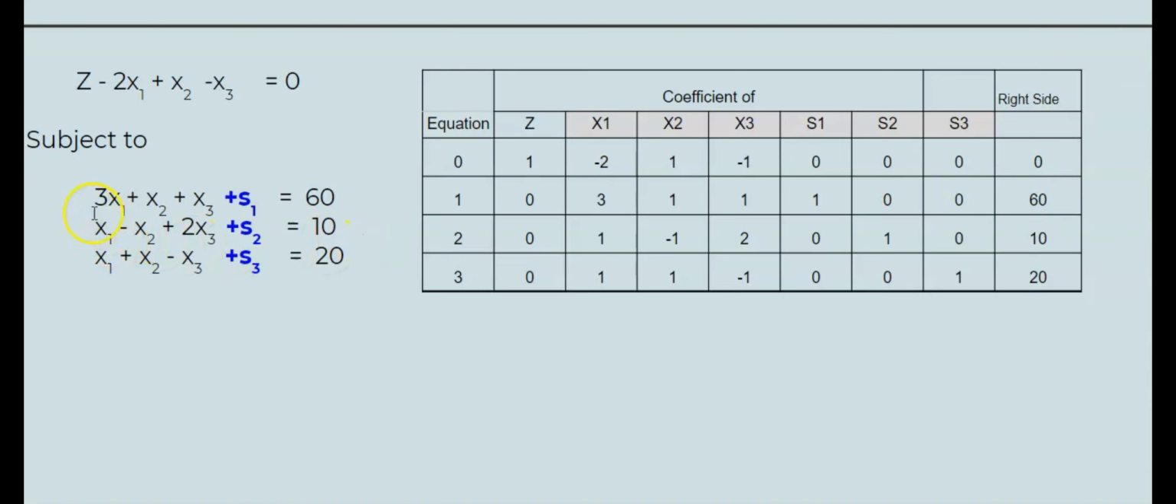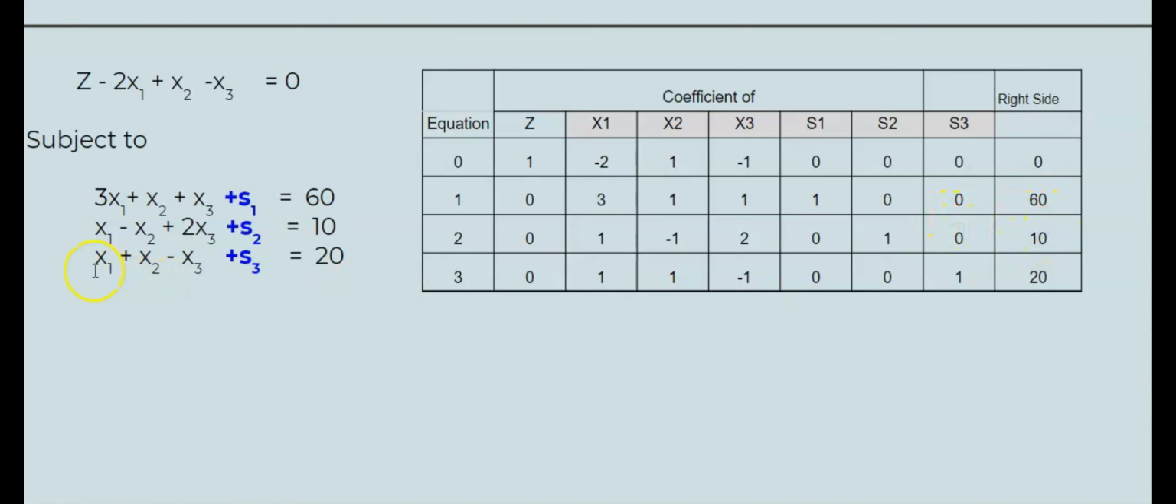Equation 2, I have coefficient of positive 1, no z's. Then I have coefficient of negative 1 for x2. For x3, we have positive 2 coefficient. And then for the slacks, I do not have an S1 slack. So in this case right here, I put a 0 for the S1. I do have an S2, so I put a 1. No S3, and the right-hand side becomes 10 right there.